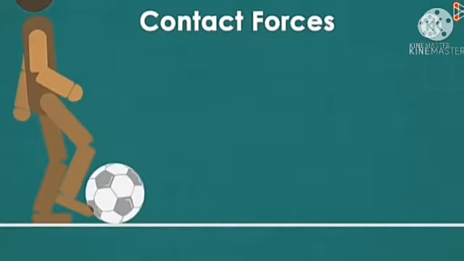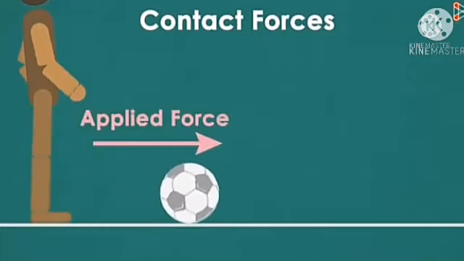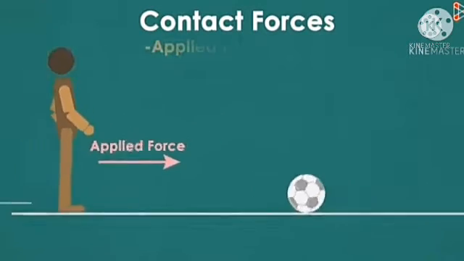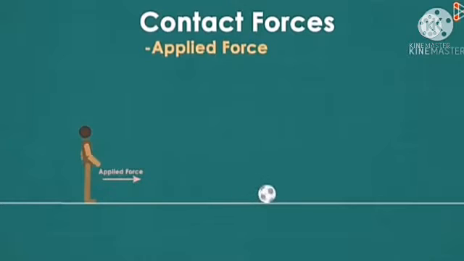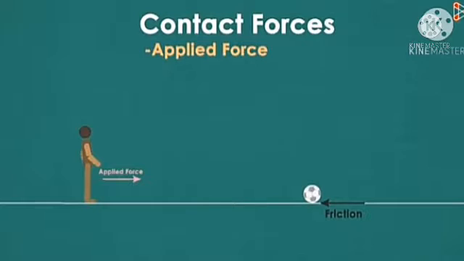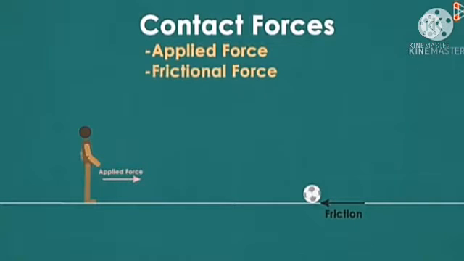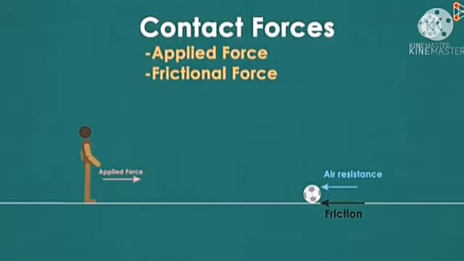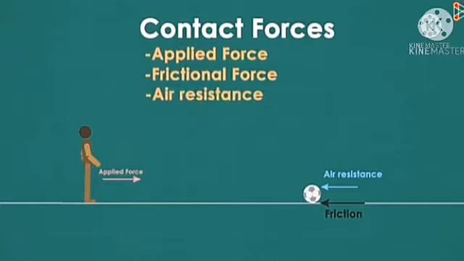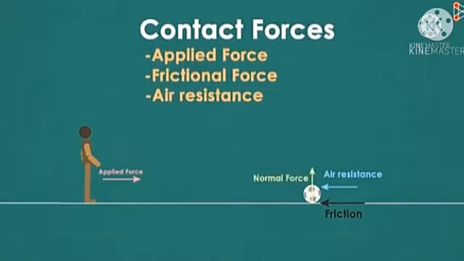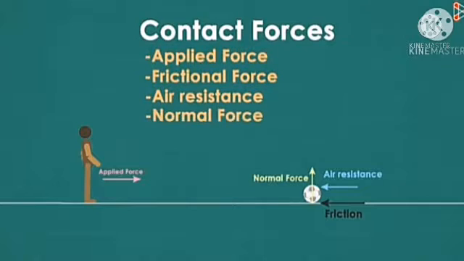When kicking a ball, your foot comes in contact with the ball, and that type of force is known as applied force. As the ball rolls, it comes to a stop. This is due to friction, and this type of force is known as frictional force. Also, air pressure, known as air resistance, acts on the ball, and this is known as air resistant force. Then the normal upward force acts on the ball. So these are basically the types of contact forces.